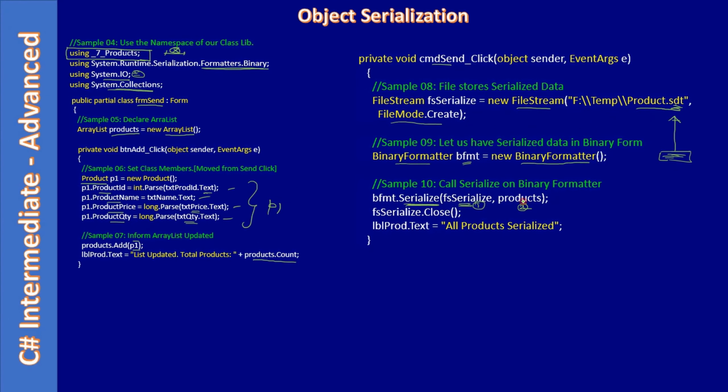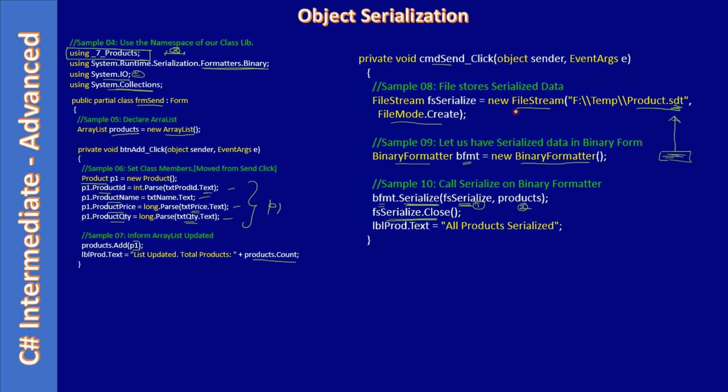What needs to be serialized? And where to keep the serialized content? So products needs to be serialized, and the serialized content should go to F:\temp\product.std, and we are calling this Serialize on the bfmt, that means the binary formatter. So the serialized content will be in binary form and will get stored here. After this, we are closing the stream. Here it is fs, so we are closing the file stream.